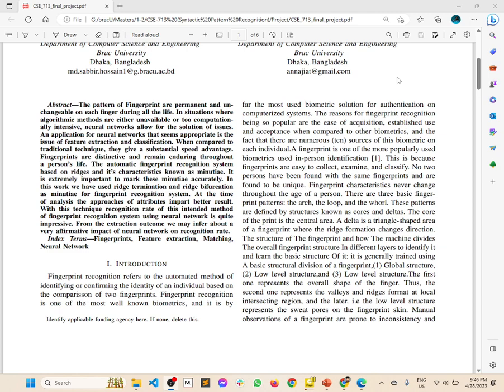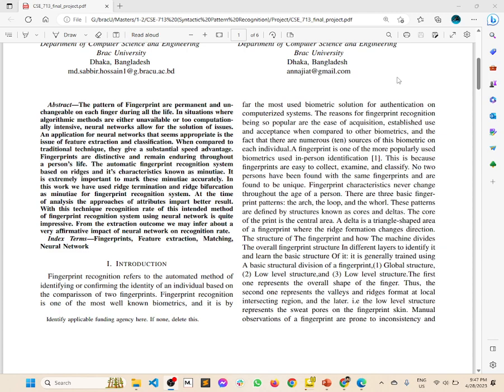The structure of the fingerprint and how the machine divides the overall fingerprint structure into different layers to identify it and learn its basic structure. It is generally trained using a basic structure division of fingerprint: global structure, local structure and low level structure. The first one represents the overall shape of the fingerprint. The second one represents the valleys and ridge formation at local intersecting regions, and the latter, the low level structure, represents the sweat pores of the finger skin.